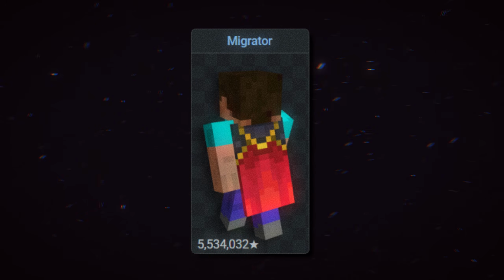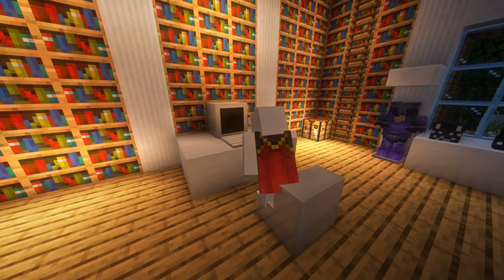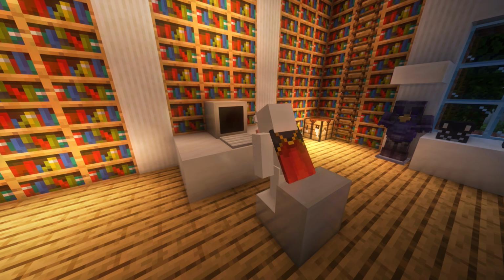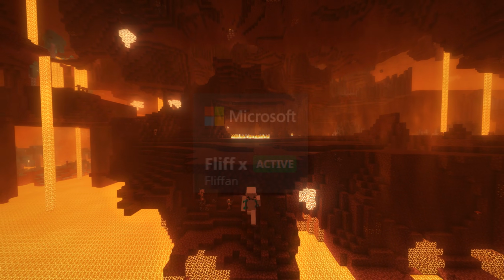So the most inaccurate cape number on NameMC is by far the Migrator cape. I mean, probably around 80 to 90% of people who bought Minecraft before the point of migration bought it on a Java account instead of a Microsoft account. Because I mean, who would buy it using a Microsoft account? Who would ever do that?